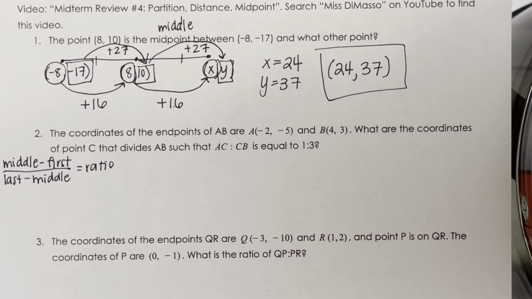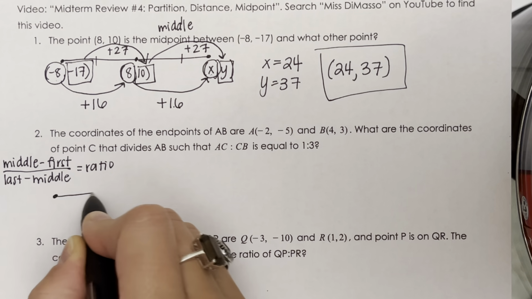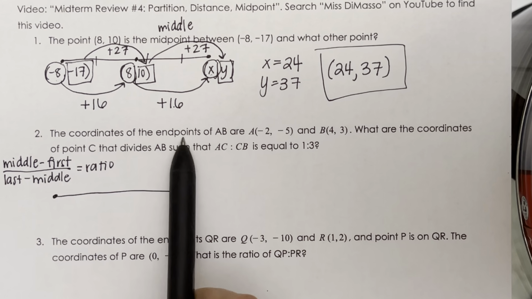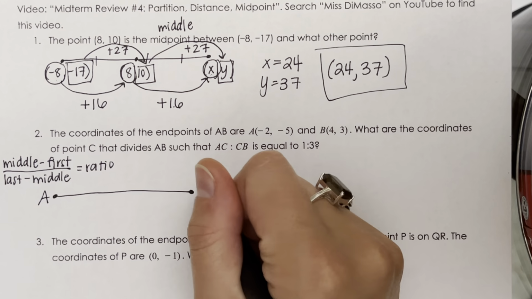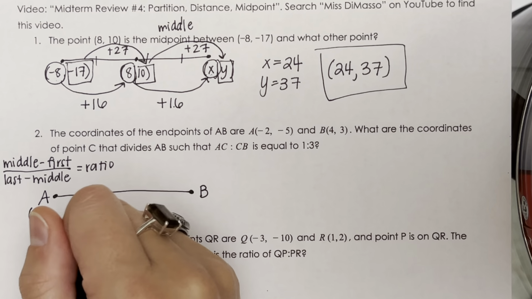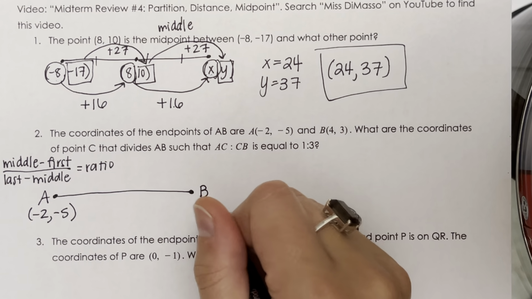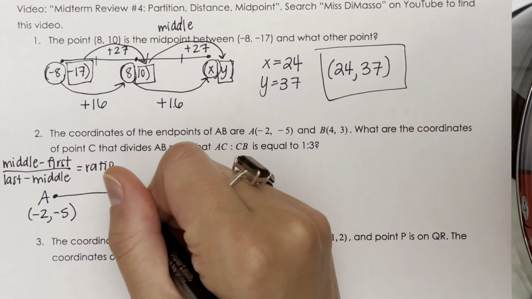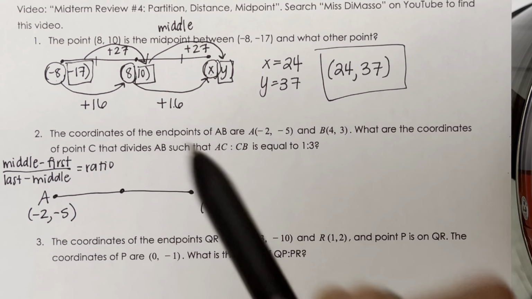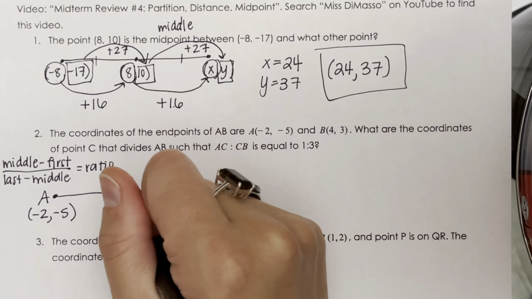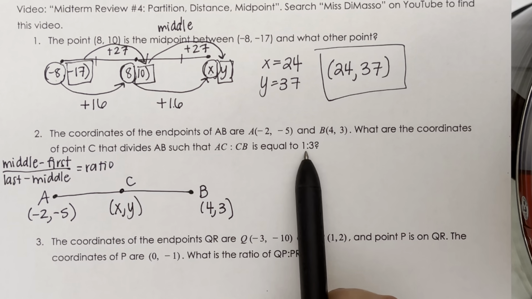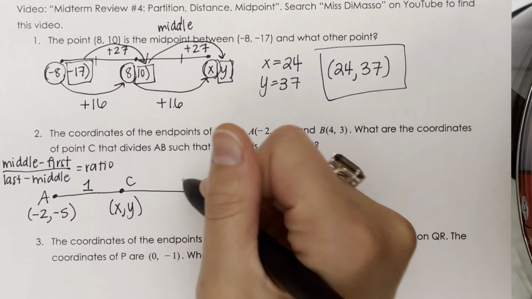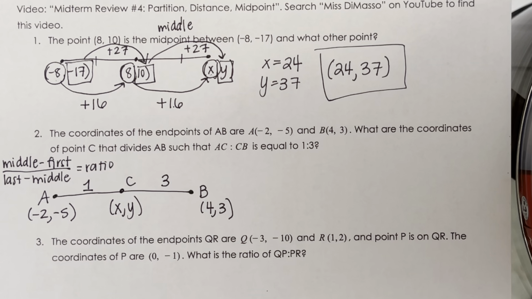I'm going to start by drawing a picture, because if I draw a picture, it makes my life a little bit easier. I'm going to draw myself a segment here. The endpoints are A and B. So here's A, here's B. A is (-2, -5), and B is (4, 3). I'm trying to find the partition point C, excuse me. I'm trying to find the x and the y coordinate that divides it into a ratio of 1 to 3. So this piece is worth 1, this piece is worth 3. In total, you have 1 plus 3, so you have 4 pieces in total.